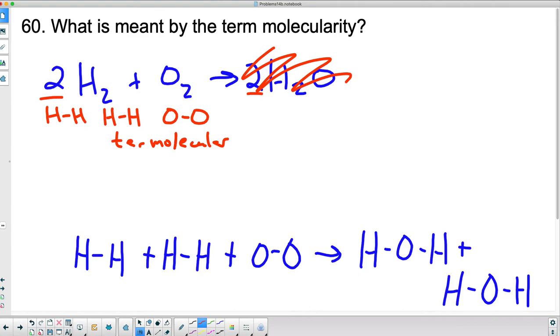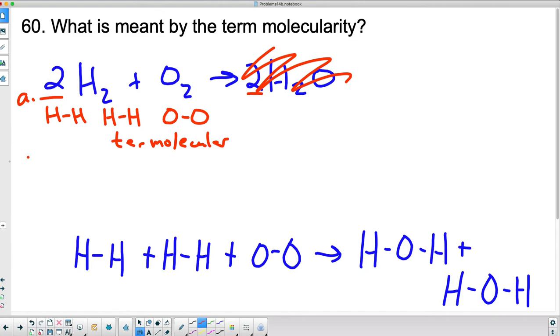So that's question A that says, what is meant by the term molecularity? Molecularity is the number of molecules that react in the reactants. So that would be termolecular for this one. If there's only 2 of them, that would be bimolecular. And if it's only 1 reactant molecule that's decomposing, that would be unimolecular.